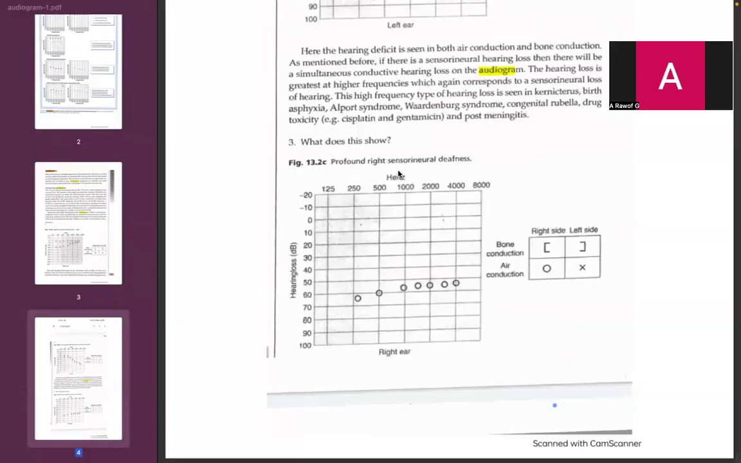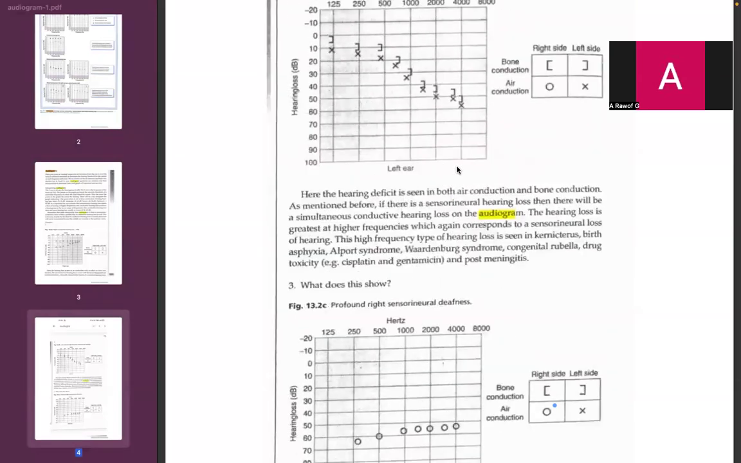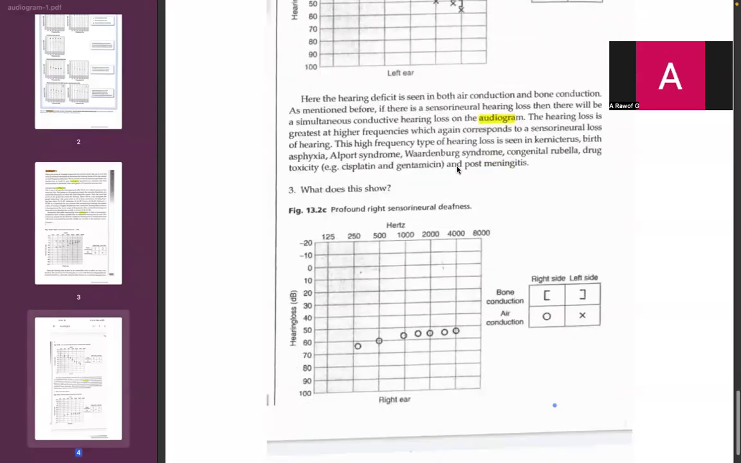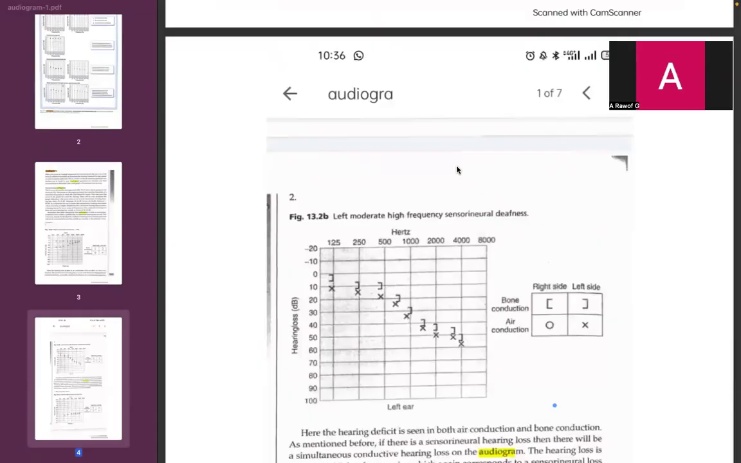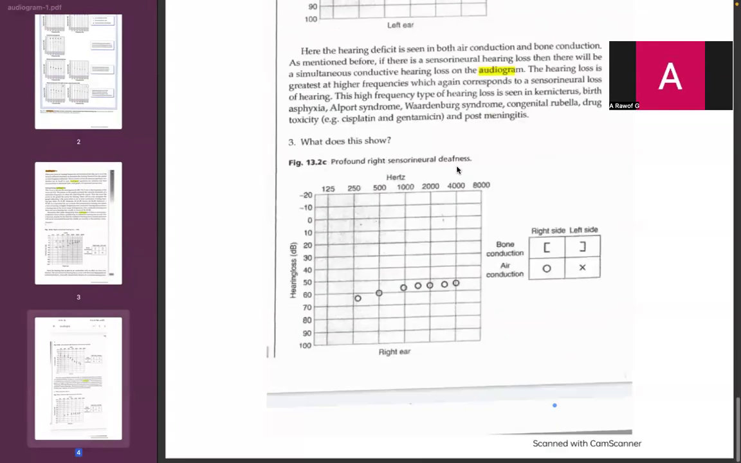What does this show? Profound right sensory neural deafness. Why profound? More than 90 is profound, right? Here it is 70 only. It's above 70, but more than 90 is profound. We can say severe. Okay.